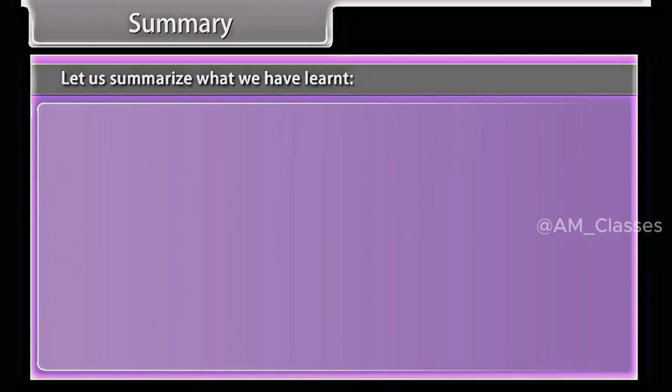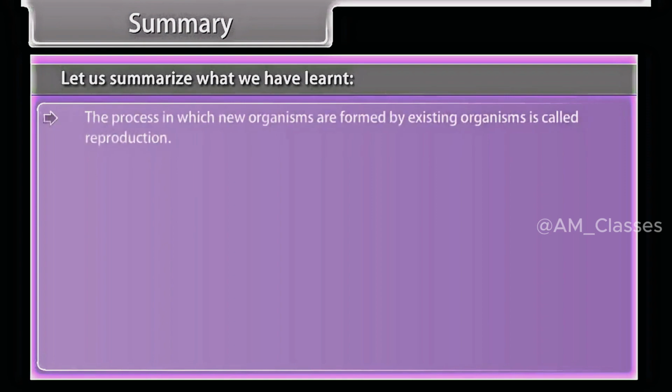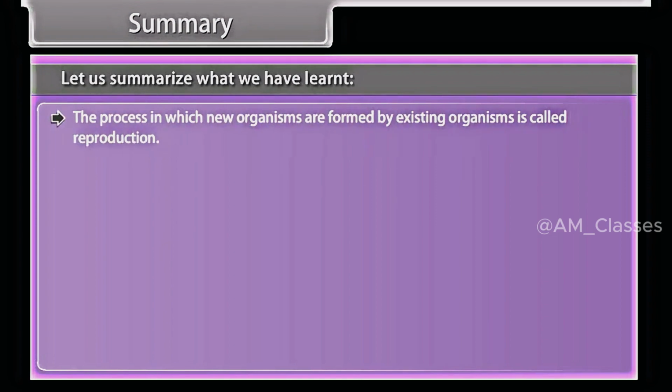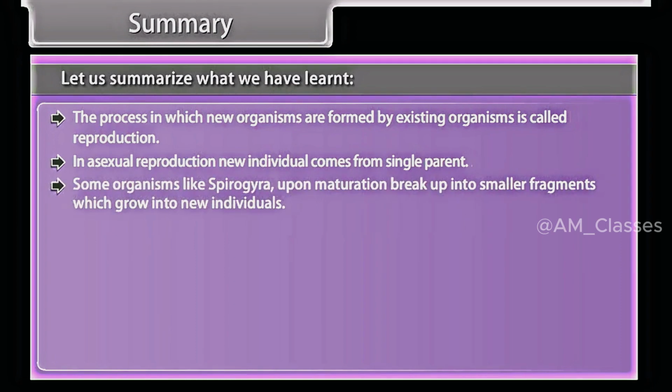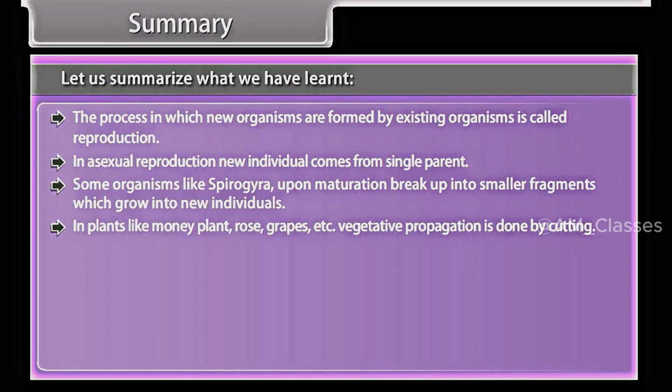Summary. Let us summarize what we have learnt. The process in which new organisms are formed by existing organisms is called reproduction. In asexual reproduction, new individual comes from single parent. Some organisms like Spirogyra, upon maturation, break up into smaller fragments which grow into new individuals. In plants like money plant, rose, grapes, etc., vegetative propagation is done by cutting.